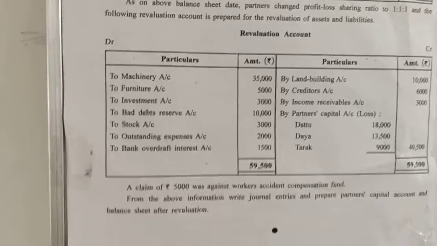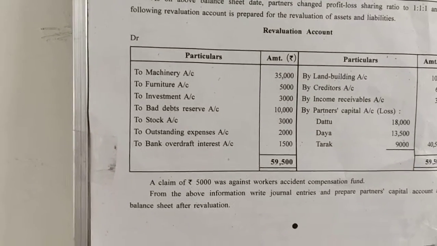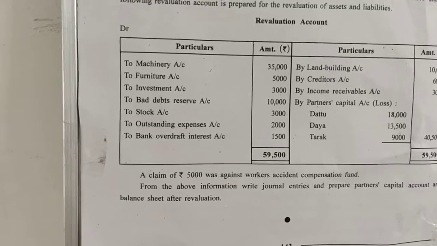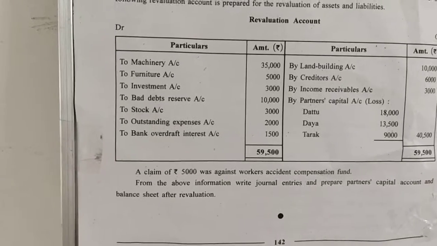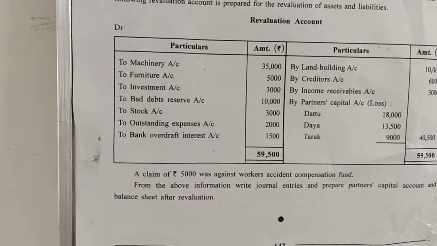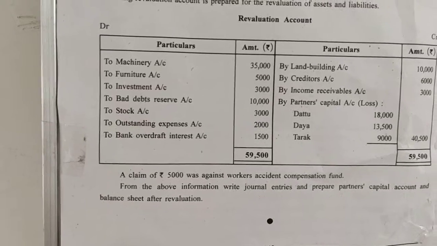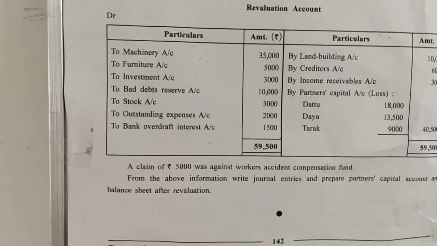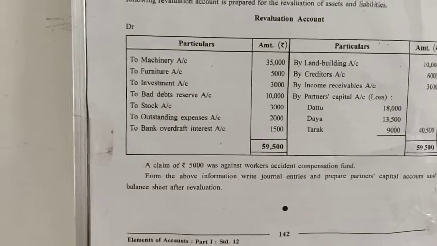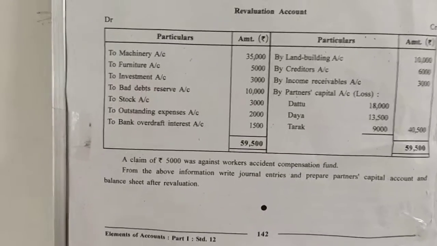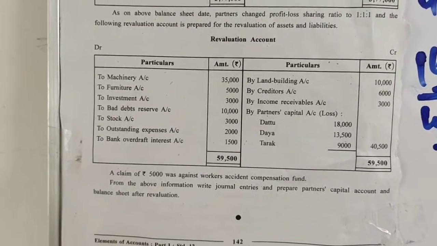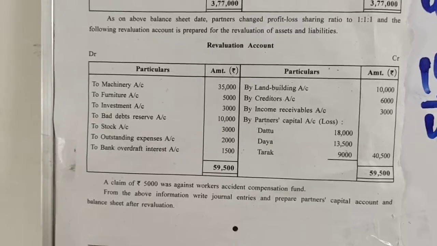Machinery 35,000, that is machinery's value is to be reduced by 35,000, furniture 5,000 is to be reduced, investment 3,000 is to be reduced, and BDR, which is a provision, 10,000. So BDR, which is a provision, is to be increased by 10,000. Then stock is to be reduced by 3,000, and outstanding expense, this is again unrecorded, so will be separately shown in the new balance sheet, and bank overdraft interest rupees 1,500 will be added to bank overdraft, which is a liability.